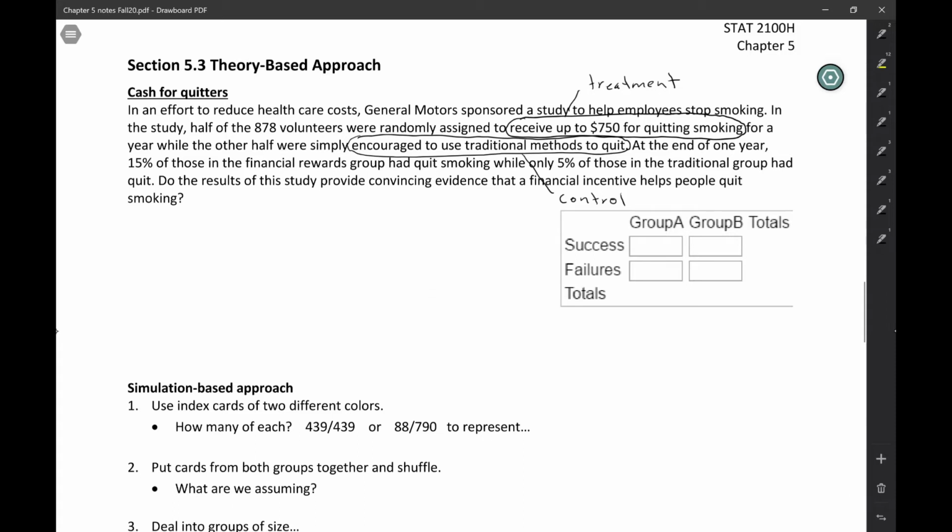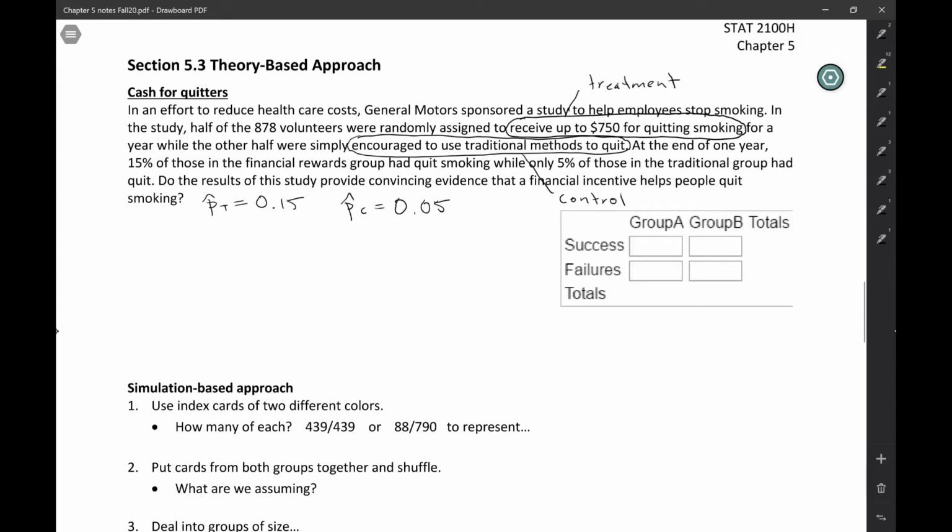At the end of 1 year, 15% of those in the financial rewards group had quit smoking, while only 5% of those in the traditional group had quit. So this is our sample data, so we would represent this with p hat. The sample proportion for the treatment group was 0.15, and the sample proportion for the control group was 0.05.